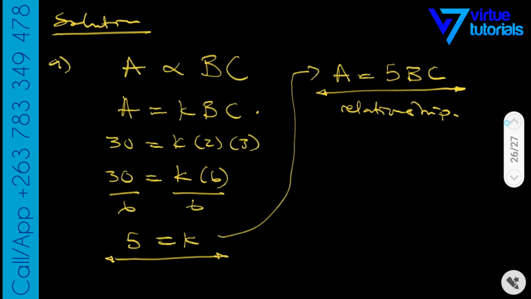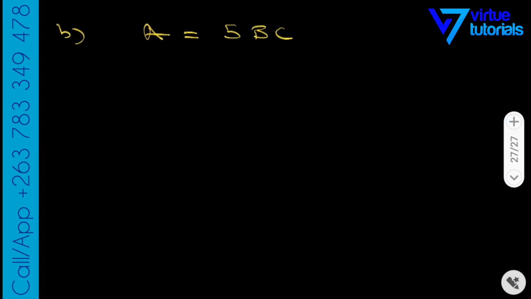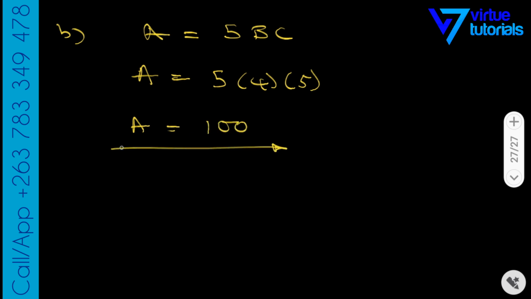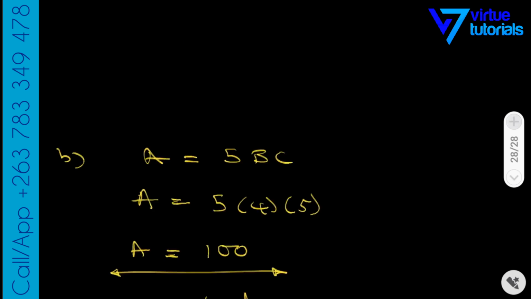So B is 4, C is 5. We substitute there. A will be equal to 5 times 4 times 5. And what's 5 times 4 times 5? That's 100. So there it is. Solved. Okay? So now let's try another example.